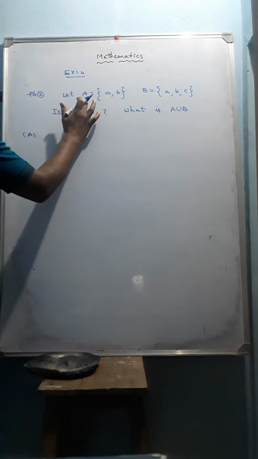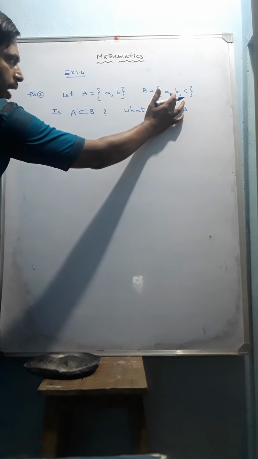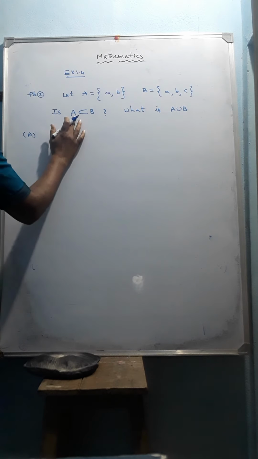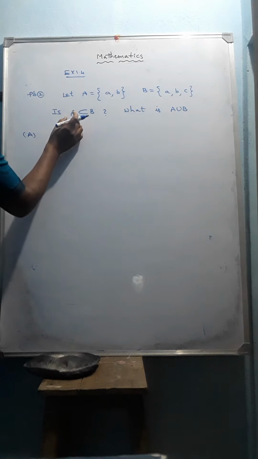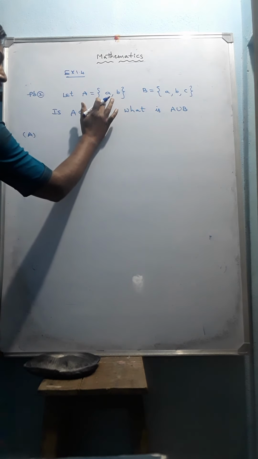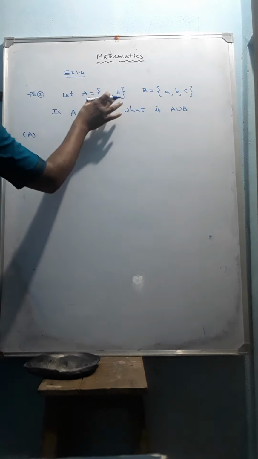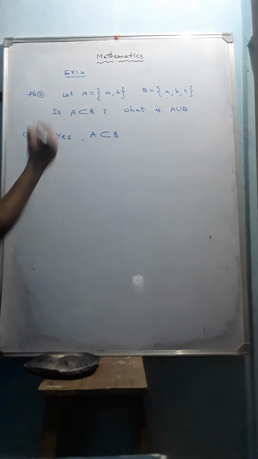See, the A set elements are a, b. The B set elements are a, b, and in excess it has c also. So is A a subset of B or not? He is asking. Here, in the A set, a and b are available in the B set, therefore A is a subset of B. So yes, A is a subset of B.